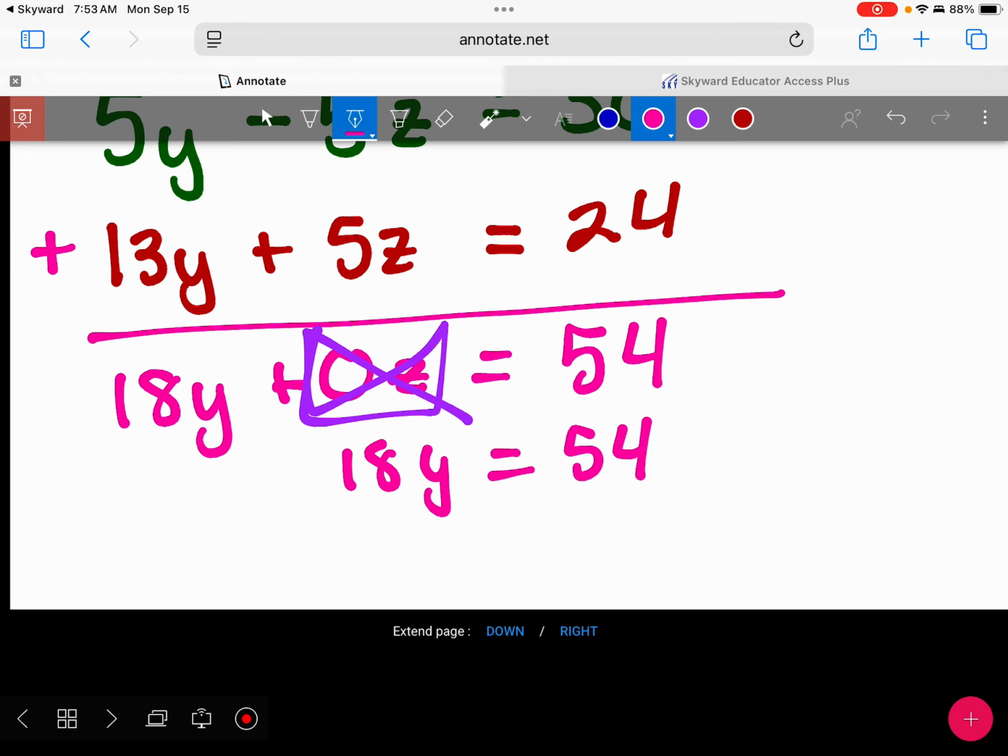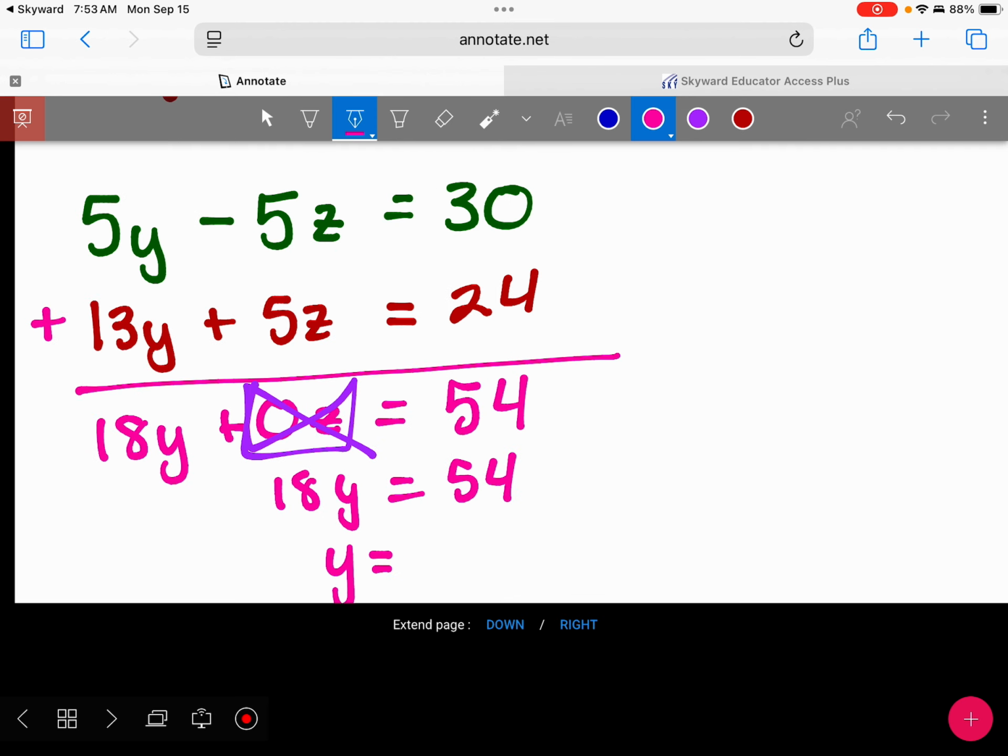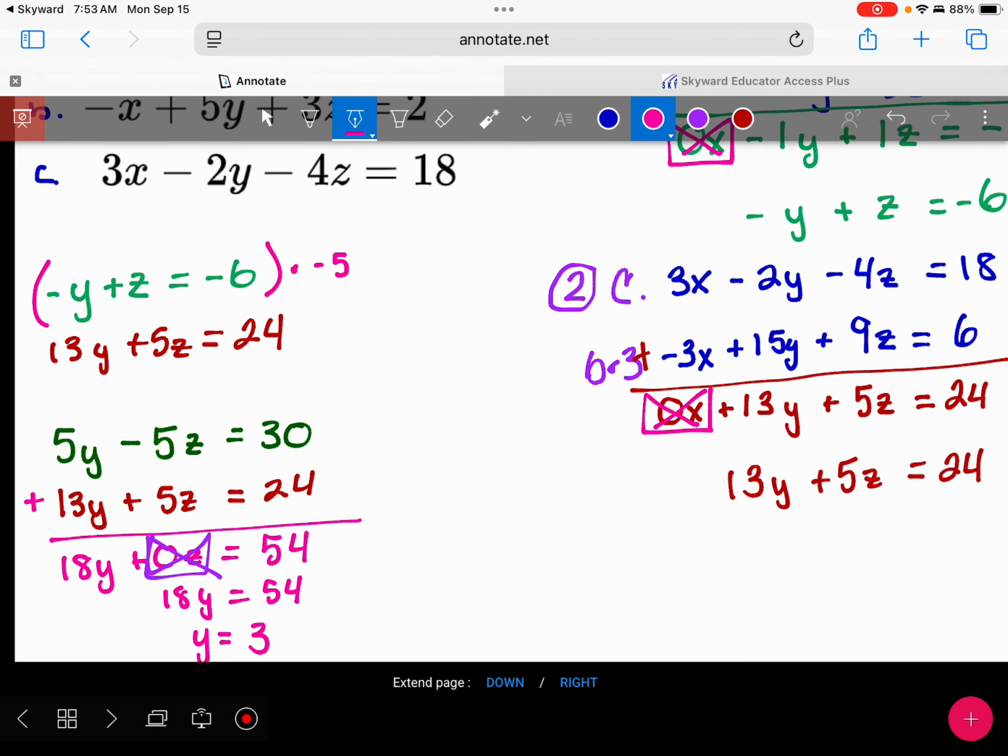So what does our y equal? 54 divided by 18 gives us 3. So now I know one of my letters. I know that my y is 3. Now we got to go back and figure out what x is, figure out what z is.